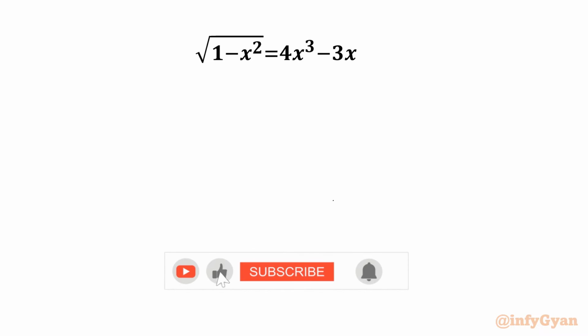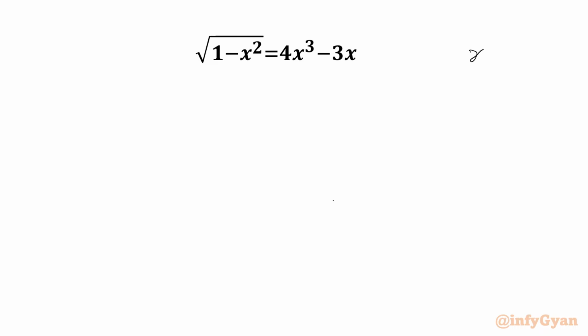Today in this video, we have another very interesting question from IMO. Square root of 1 minus x square equals 4x cube minus 3x, given that x belongs to real numbers.